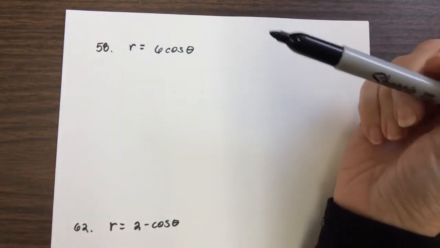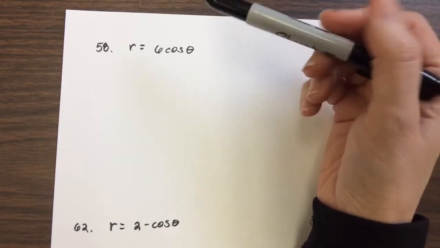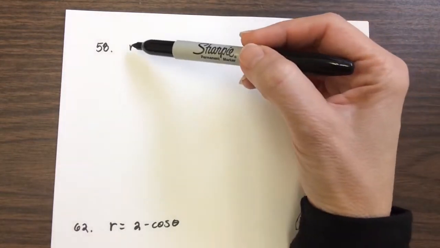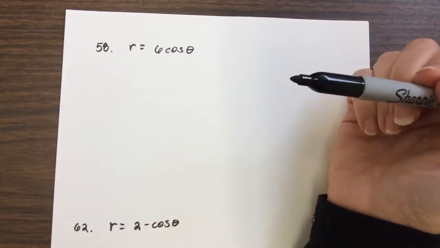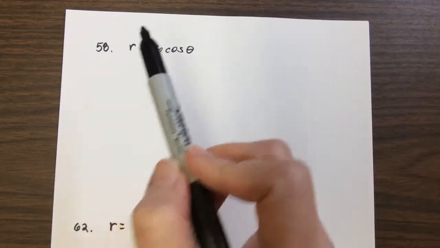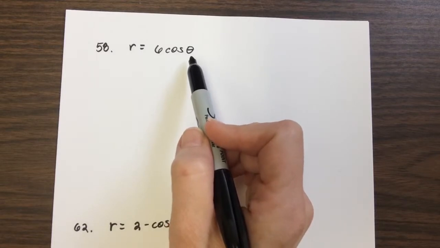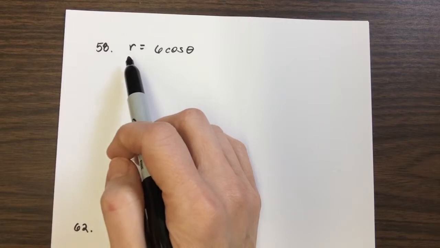Alright, so 58 is r equals 6 cosine theta. This is in polar form, and we want it in rectangular form. So I don't want any r or any theta left in my equation. I just want it in terms of x and y. Now I know that r times the cosine of theta equals x. I know that r squared equals x squared plus y squared.